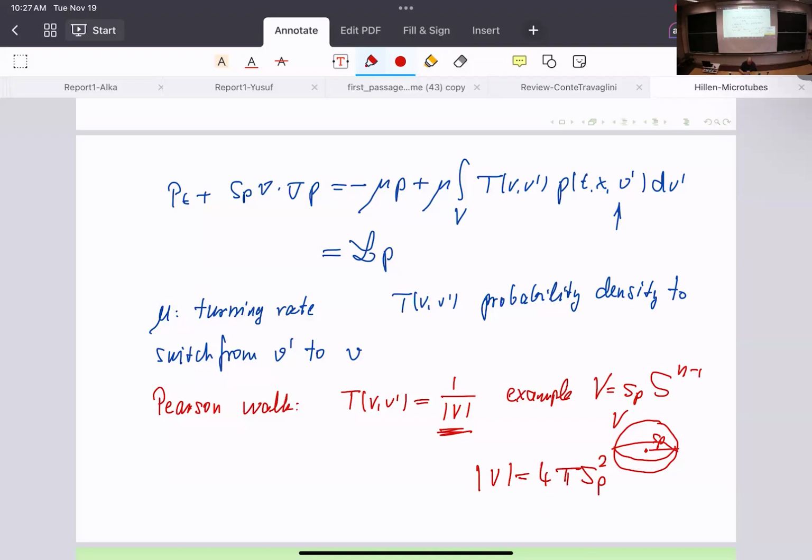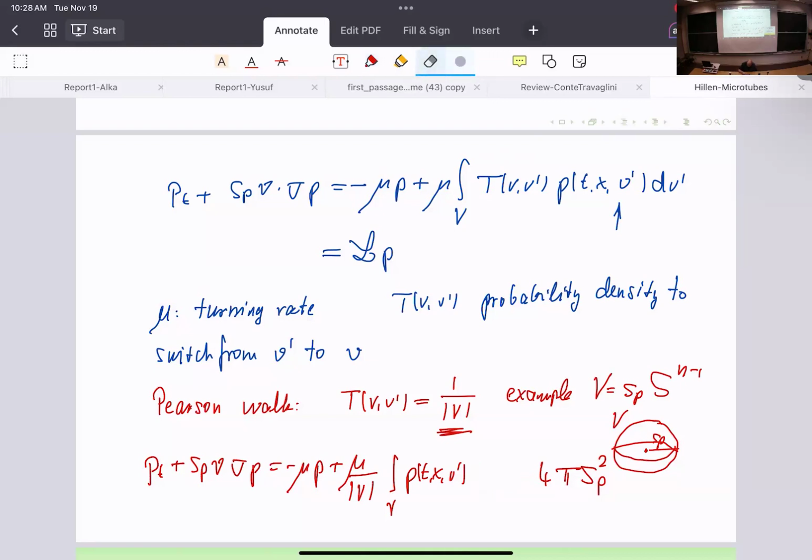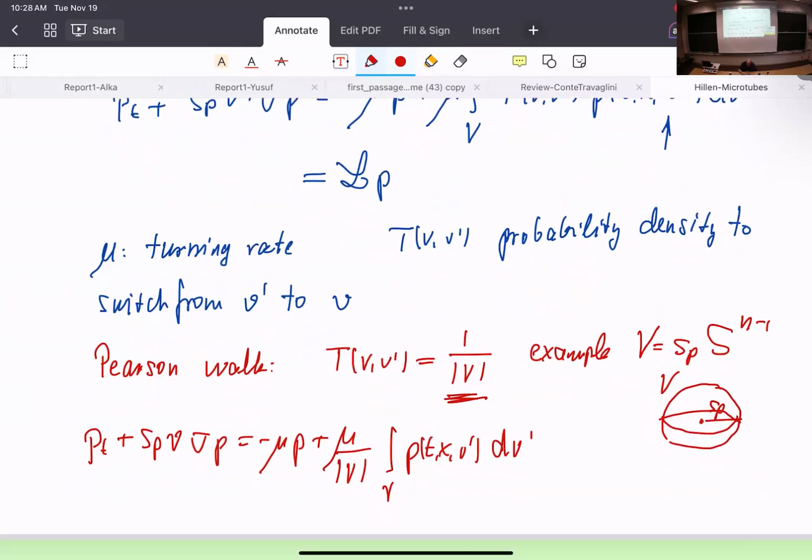But now let's put the Pearson walk into our transport equation. So then we get P_t plus Sp V gradient P equals minus mu P plus mu. Now T is a constant, so I can just take it out of the integration, 1 over the size of V. And then we just need to integrate P(t,x,V prime) dV prime, and now I'm running out of space. dV prime. And so the equation simplifies a little bit. Now we just have to deal with an integral and no longer with a kernel inside. So I will come back to this and make it a little bit bigger in a second.